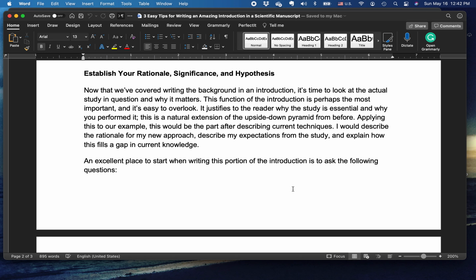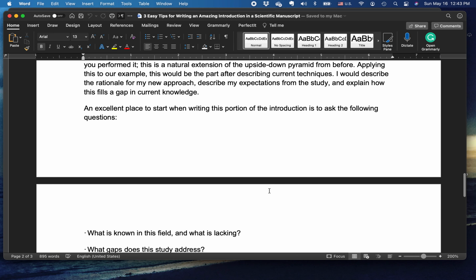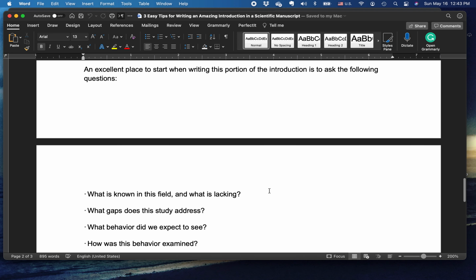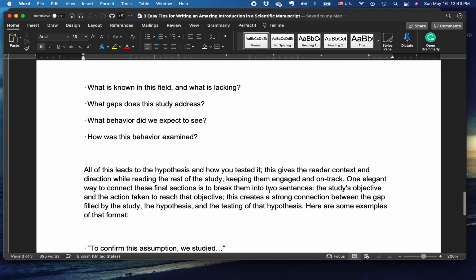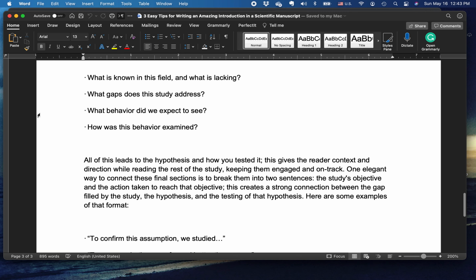Applying this to our example of cancer, this would be the part following the description of current techniques. After that, I would describe the rationale for my new approach, describe expectations from my study, and explain how the study fills a gap in the current fund of knowledge. So an excellent place to start when writing this portion of the introduction is to ask the following. What is known in the field? What is lacking? What gaps does my study address?